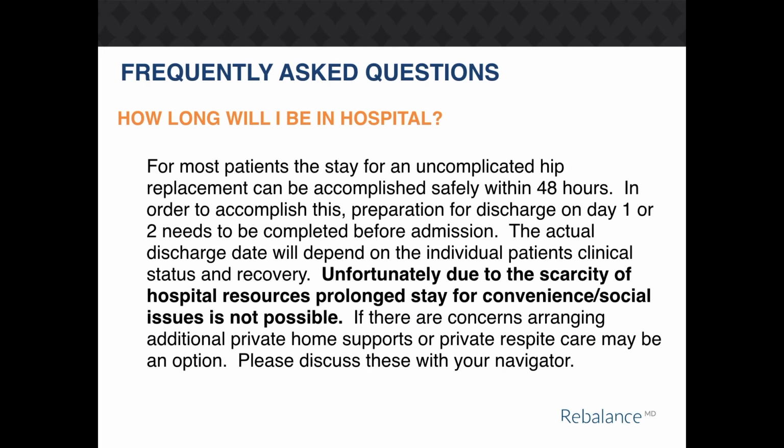For most patients, the stay for an uncomplicated hip replacement can be accomplished safely within 48 hours. In order to accomplish this, preparation for discharge on day 1 or 2 needs to be completed before admission. The actual discharge date will depend on the individual patient's clinical status and recovery. Unfortunately, due to scarcity of hospital resources, prolonged stay for convenience or social issues is not possible. If there are concerns, arranging additional private home supports or respite care may be an option. Please discuss these with your navigator.